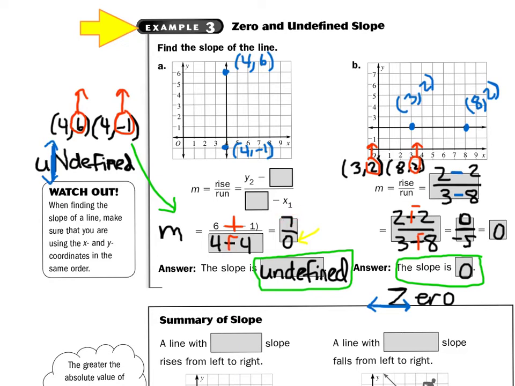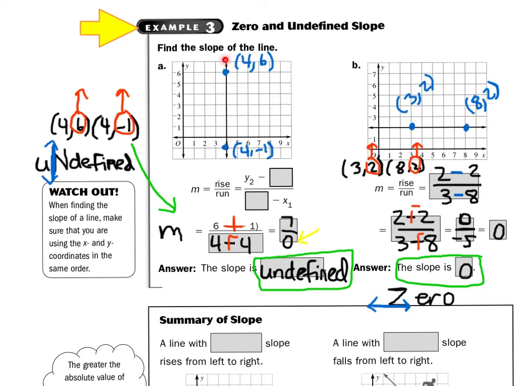And so I got 7 over 0. Well, in algebra, we're never, ever, ever allowed to have 0 in the denominator. So we call that undefined. You can't divide by 0, so there's a word for it. It's called undefined. Now, a really cool trick.